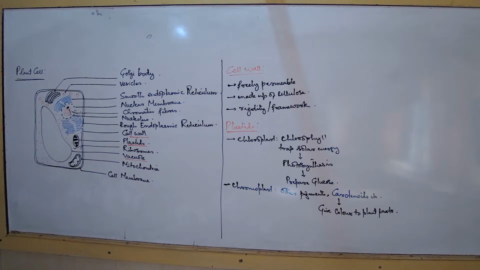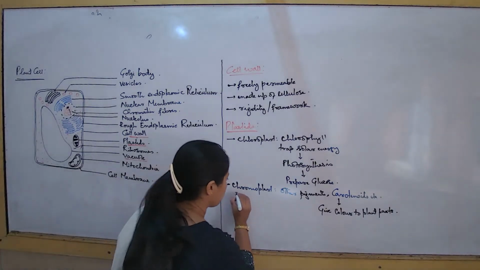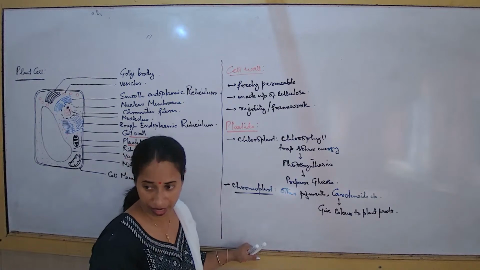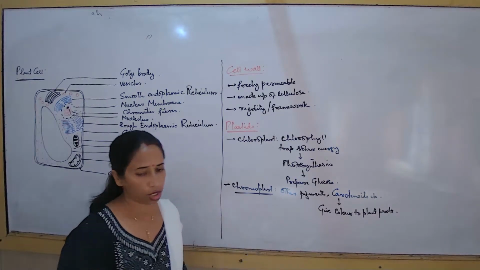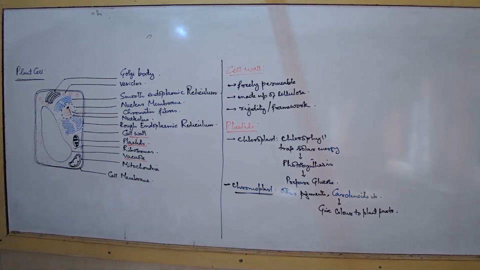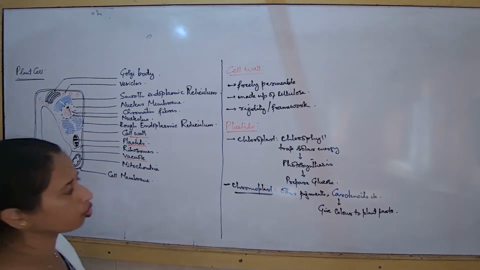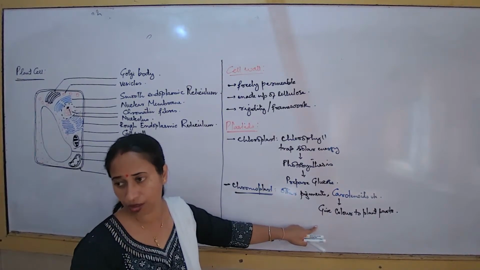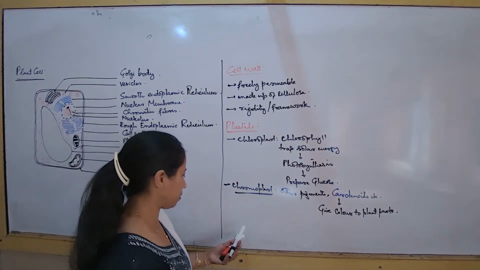When I talk about the chromoplast, it is the chromoplast which is responsible for the color of the papaya, color for the carrots, beetroot. Okay, so we are talking about the chromoplast. Whenever we are talking about the chromoplast, remember what does the chromoplast do? It gives color to the plant parts.